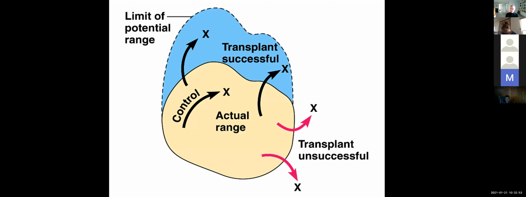Right, so here's a diagram showing that, where you have the actual or realized niche of a species, and then you might try transplanting them. Here you have transplants that are successful, meaning that that area can be considered part of the realized niche of that organism. And any place where it's not successful is still part of the fundamental niche, but it's not part of the realized niche because the animals don't do well there, or plants don't do well there, because of some other factors in the environment that are limiting them from flourishing there.